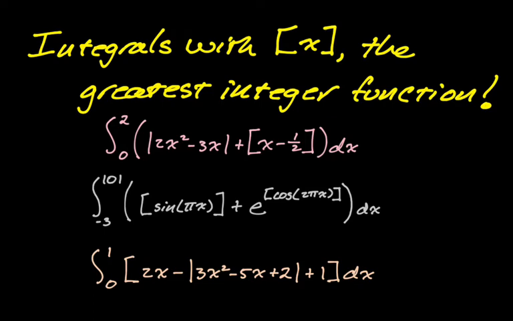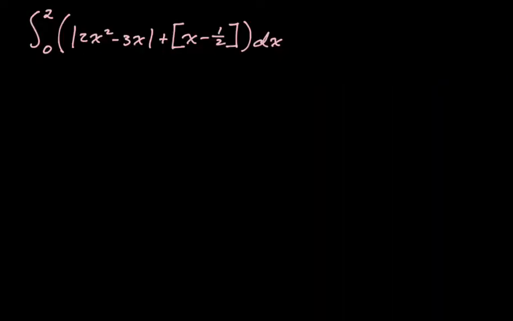So let's do it. Our first one is we're going from 0 to 2, absolute value of 2x squared minus 3x, which is kind of like an entirely different skill that we're testing here, plus the greatest integer of x minus 1/2 dx. All right, so I'm going to basically break this into 2 different integrals and do each of them and then add up the values, right? So this is our first integral, and then this will be our second.